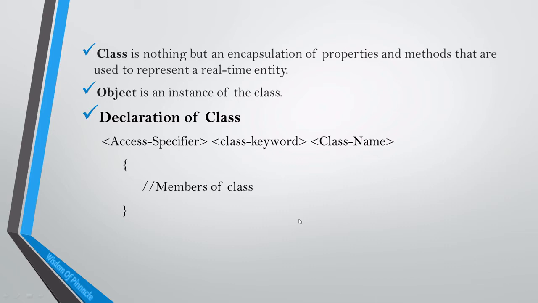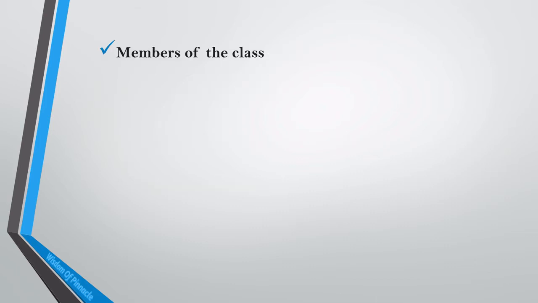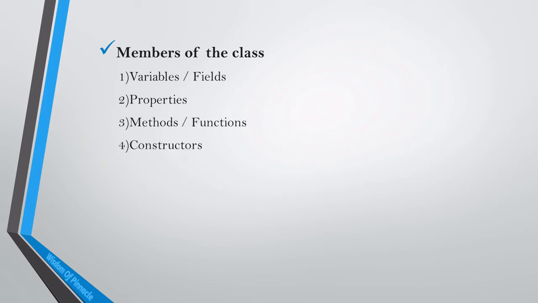Now you must be thinking, what are the members of the class? There are various members of the class in C#, and we are going to learn them one by one. So first, let us list the members of the class. Let us see what are the members available in C#. The very first one is variables or fields. Next, properties. Then we have methods, also known as functions. Then we have constructors. Then we have destructor, events, indexers and operators.